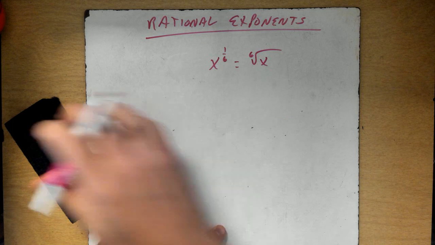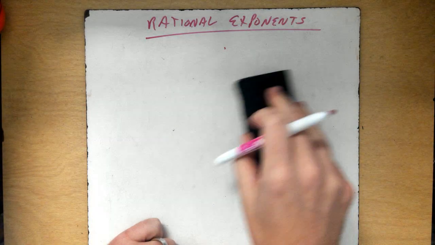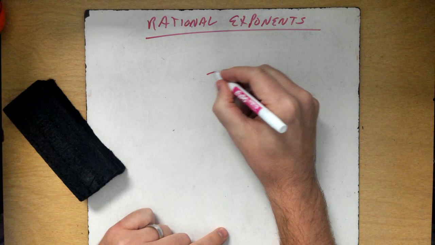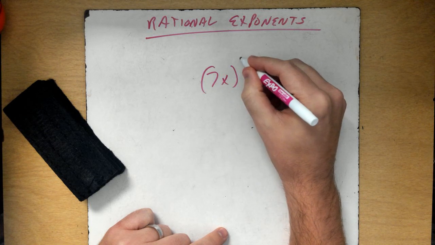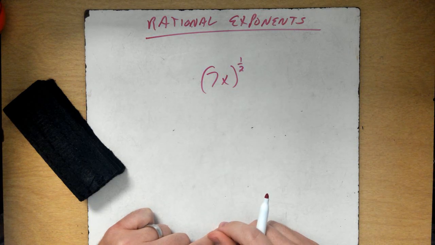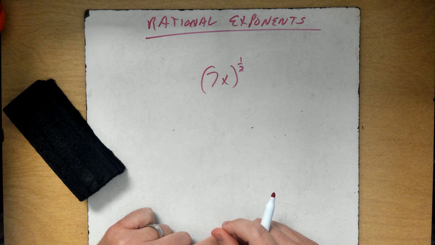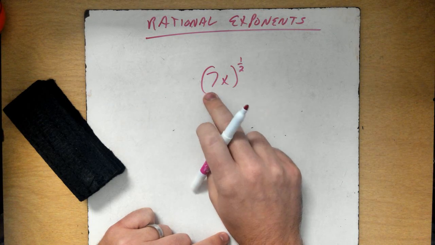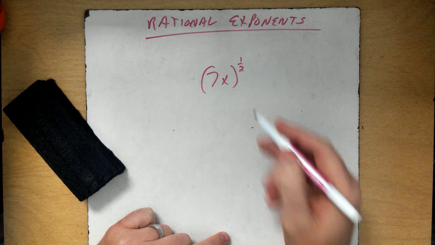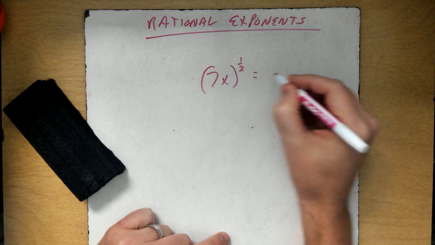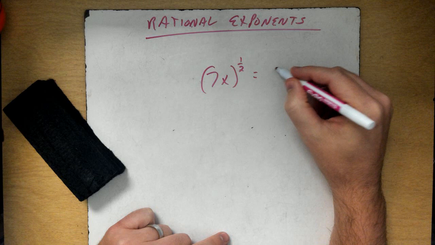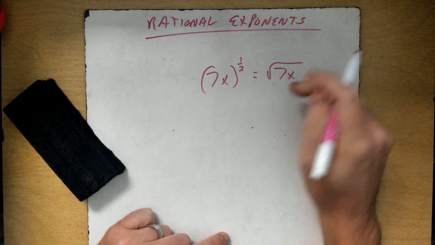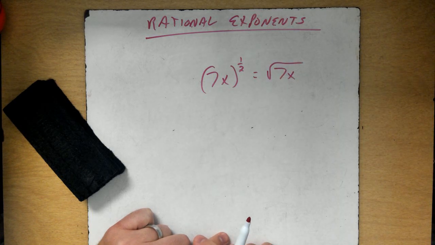So, what if we had this? What if we had 7x, and that's all to the 1/2 power? If you have that, because this whole thing is in parentheses, the 7 and the x both go to the 1/2 power, which means that the whole thing, the 7x, is under a square root, okay?